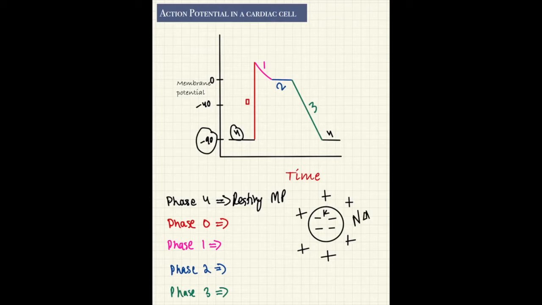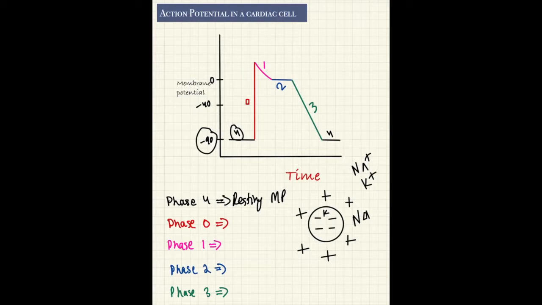Now, you guys might be wondering that both the sodium and the potassium are positive ions. So how is it that the inside of the cell is electronegative and the extracellular space is positive? So the way this works is the extracellular space just has way more positive ions than inside the cell. And that's why, in comparison to the extracellular space, the cell itself is electronegative. Okay? I hope that makes sense.